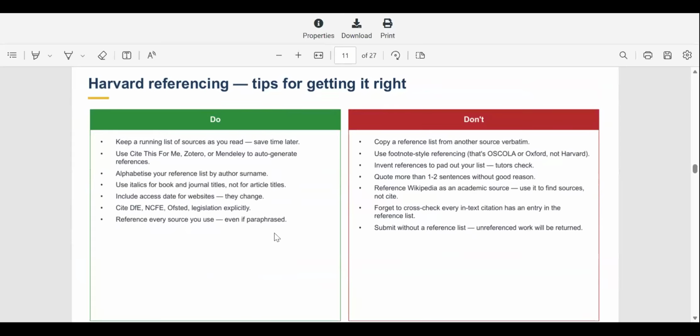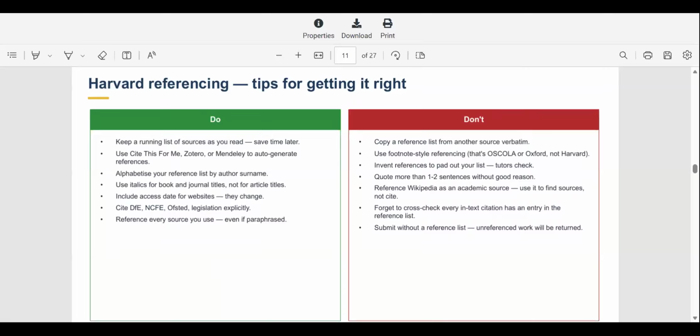Harvard references, the do's. Keep a running list of your sources as you read. It saves time. Use CiteMe, Zotero, or Mendeley to auto-generate references and put them in alphabetical order by author's name. Use italics for books and journals, not for articles. Include the access date for websites, as they change. Cite DfE, NCFE, and Ofsted legislation explicitly, and reference each source you use, even if paraphrased.